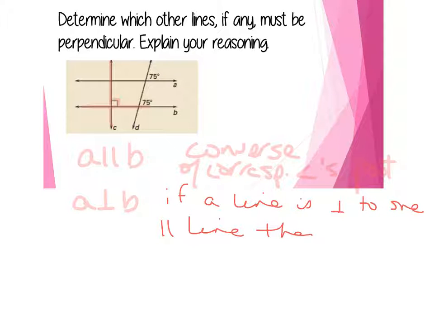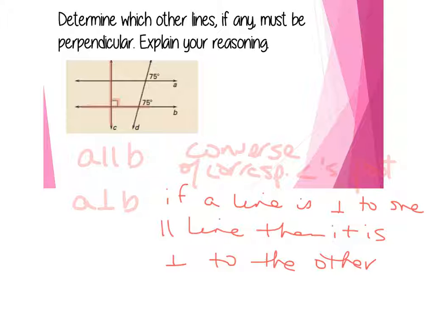We're going to say, if a line is perpendicular to one parallel line, then it is perpendicular to the other. So first we have to identify that the lines are parallel, and now that we've said that they're parallel, then if it's perpendicular to one parallel line, then it's perpendicular to the other. So that was one of the theorems that we just learned.